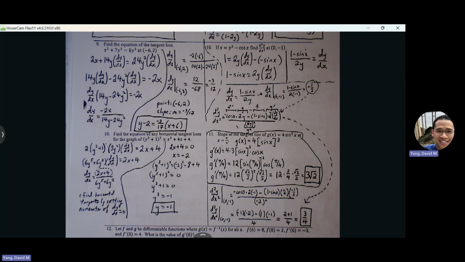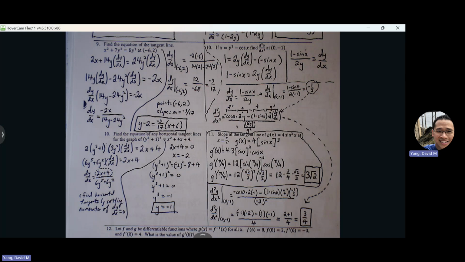Ten's a little messier because we have to make our way to the second derivative. In doing that, you got to go through implicit twice, and then you have to plug in 0 and -1 into the second derivative to get your second derivative value. So let me walk through number 10. So x becomes 1, y squared becomes 2y dy/dx, cosine becomes negative sine. I'm just trying to solve for dy/dx, and this is my halfway point. dy/dx equals 1 minus sine x all over 2y.